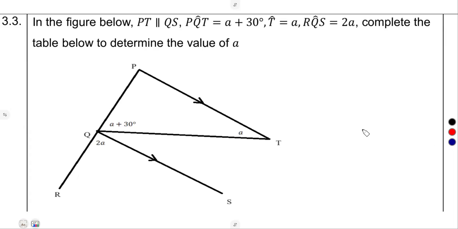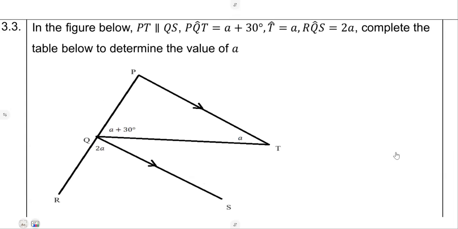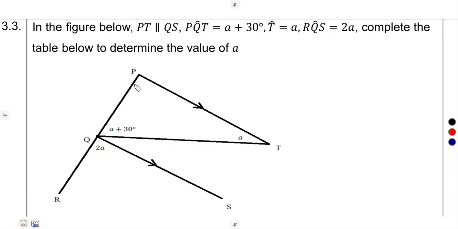Question 3.3, we are given that in this figure below, PT is parallel to QS. These two lines, they are parallel, as you can see. Then angle PQT, which is A plus 30, and angle T, which is A, angle RQS, which is 2A. All right, complete the table below to determine the value of A.